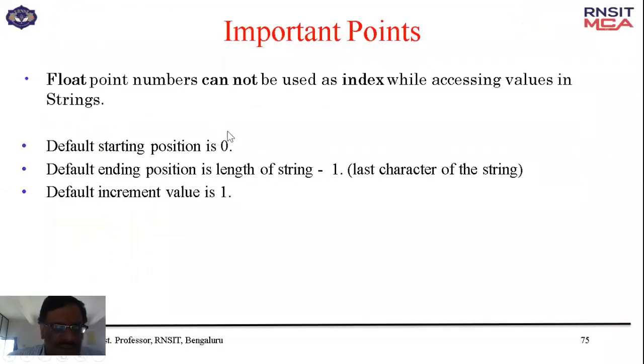If you don't give anything, 0 is acting like a default starting position in the index. The same way, if you don't give the ending position, it will automatically be treated as length of the string minus 1, that is the last character. Increment, if you don't give, is automatically taken as 1 character. So these are all the default values assumed while indexing. That is one very important thing that you should never forget.